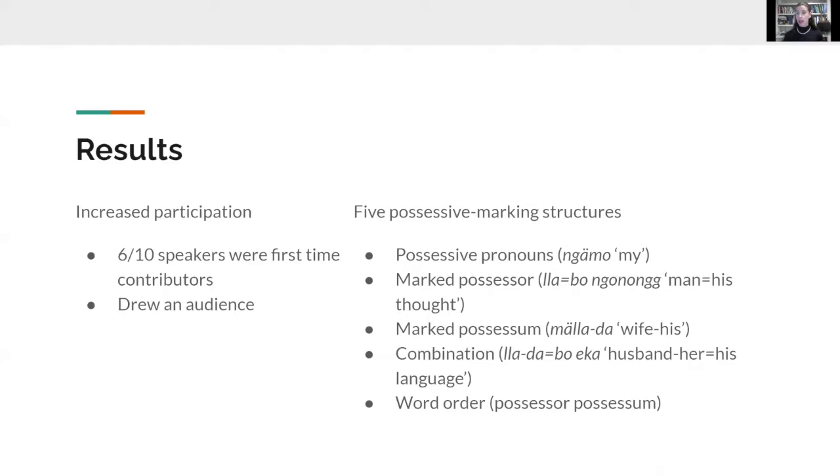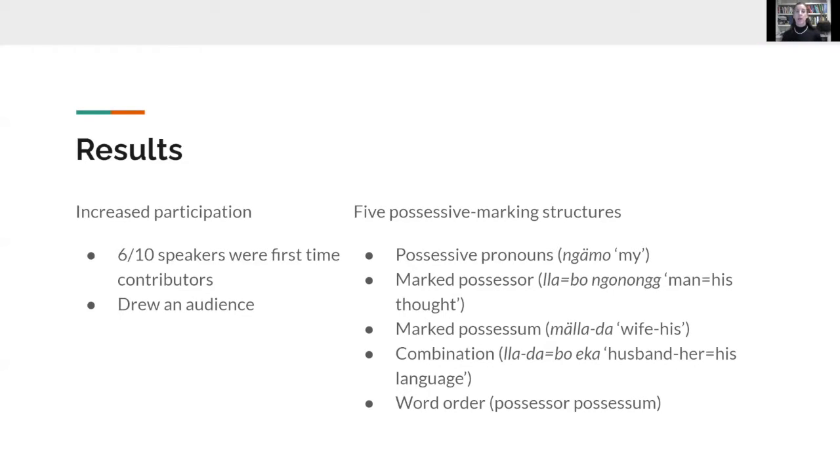I also found combinations. So something like Rada boika, Ra meaning husband, is marked with da, meaning her husband. So this third person kinship term, her husband. The bo is this possessive affix that marks Rada as a possessor. And then eka is the word for language. And so what this means is her husband's language. And husband is both marked as the possessor and the possessum.